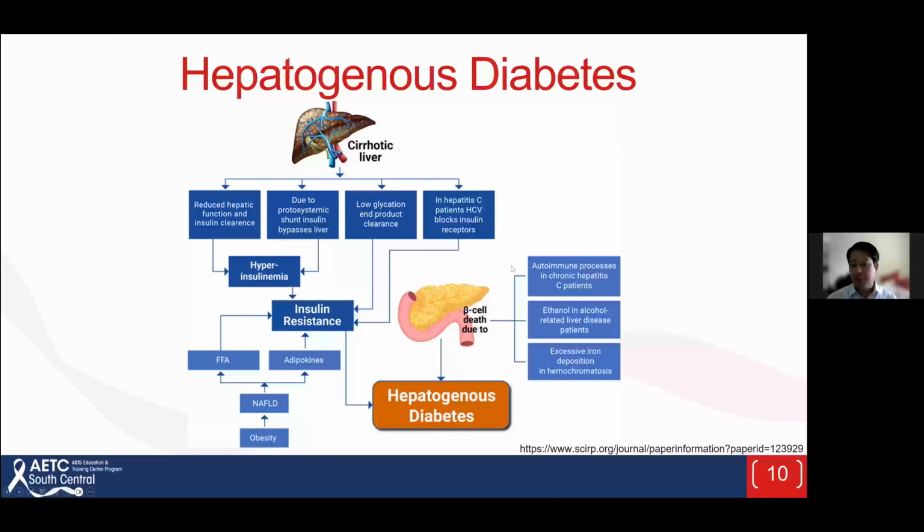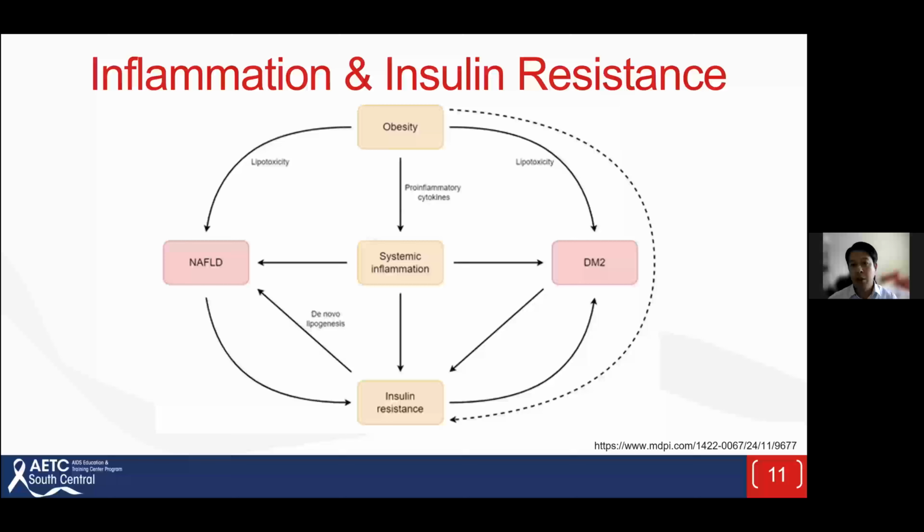So the treatment for hepatogenous diabetes is a little bit different, and that's kind of why I want to bring this up. When we talk about treatments for diabetes, we're also kind of keeping this in mind. So just kind of bring it all together.